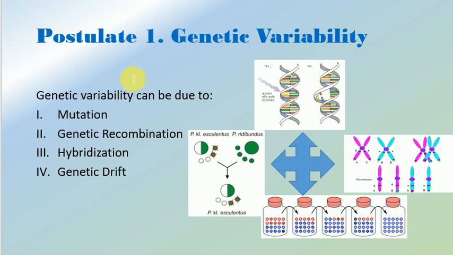As I have said, the genetic variability is the variability due to the changes in the genetics of the population. Now, this genetic variability can be due to mutation, genetic recombination, hybridization, or genetic drift. But anyhow, if there is a variation in the population that is due to the genetic causes, then it is known as the genetic variability. Now we will go through all these causes of genetic variability one by one. First of all, I'll discuss the first, that is the mutation.